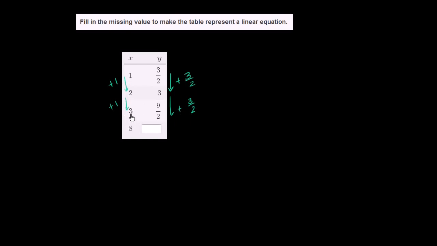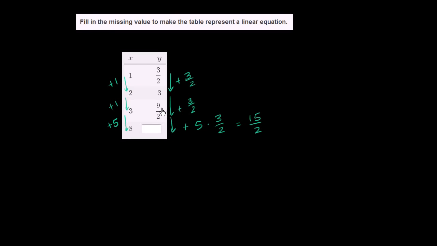So what are we doing over here on this fourth term on the table? Well, we're going from 3 to 8. So we are increasing by 5. So if we're increasing x by 5, then we need to increase y by 5 times 3/2, or 15 over 2. So that's the amount that we have to increase y by.